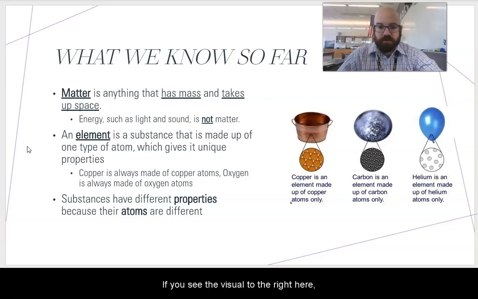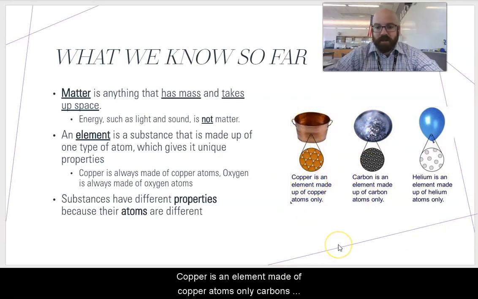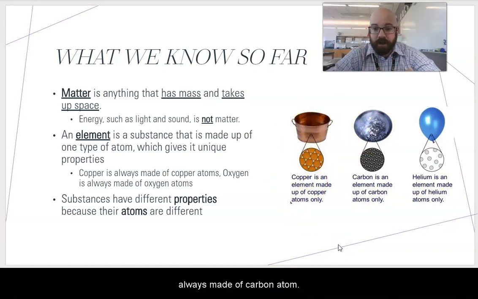If you see the visual to the right here, copper is an element made of copper atoms only. Carbon's always made of carbon atoms. Helium is only made of helium atoms, and each of those atoms look a little bit different than the other elements. So we've also learned that substances have different properties because their atoms are different.